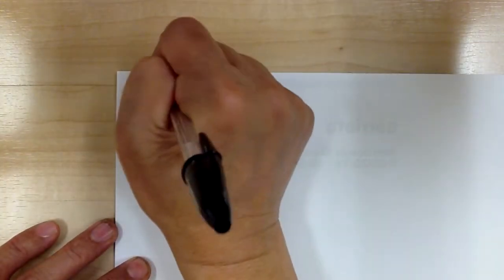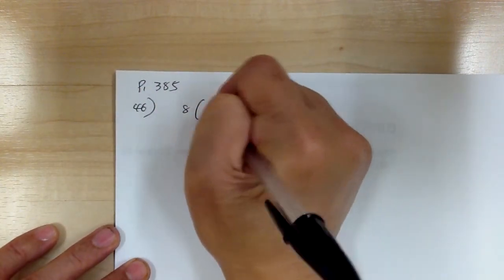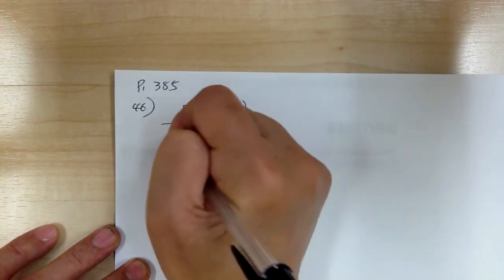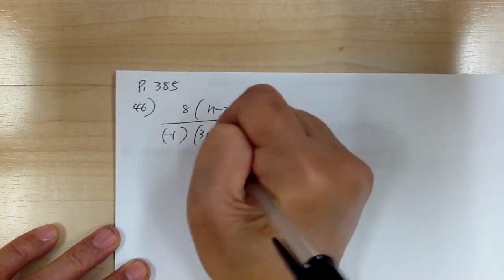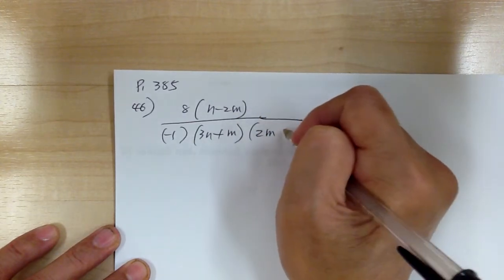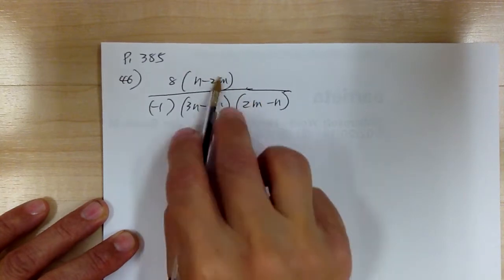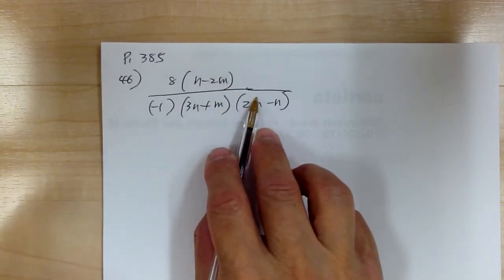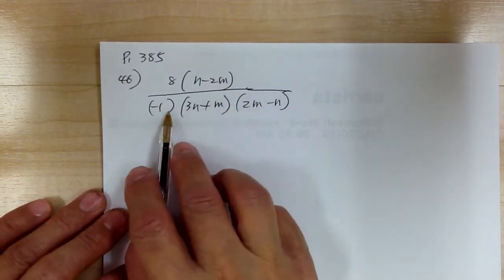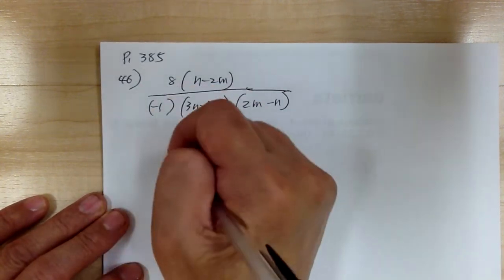Let's go to number 46. You got 8 times n minus 2m, and you got negative 1 times 3n plus m, and you got 2m minus n. So you can see that these two are reversed. The way to reverse a subtraction is you have to multiply or divide by negative 1. So now you have a negative over here, so you can just go and multiply.